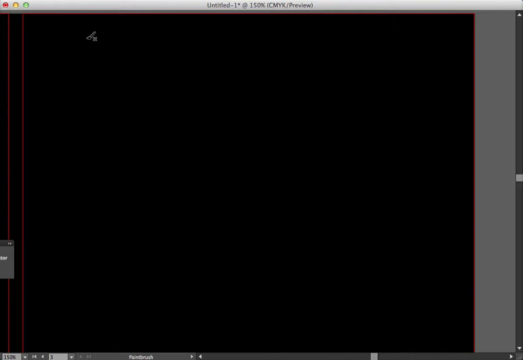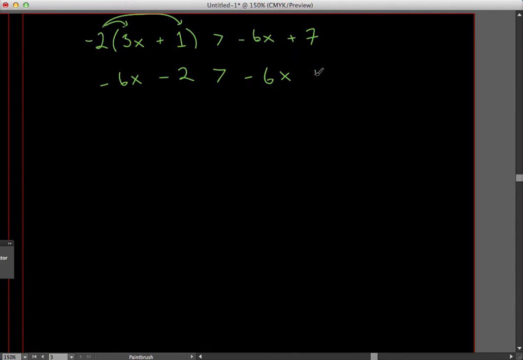We're given a problem here: -2 times (3x plus 1) is greater than -6x plus 7. Okay, so we're just going to solve this like we would any other time. We're going to distribute our -2 to our two terms. And that leaves us with -6x minus 2 is greater than -6x plus 7.